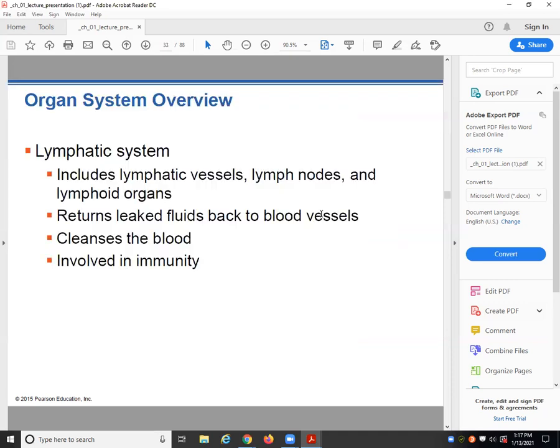Lymphatic system. So it includes your lymphatic vessels, your lymph nodes, lymphoid organs. What does the lymphatic system do? Well, it returns fluids that have leaked out of your cardiovascular system or other systems back to your blood vessels.